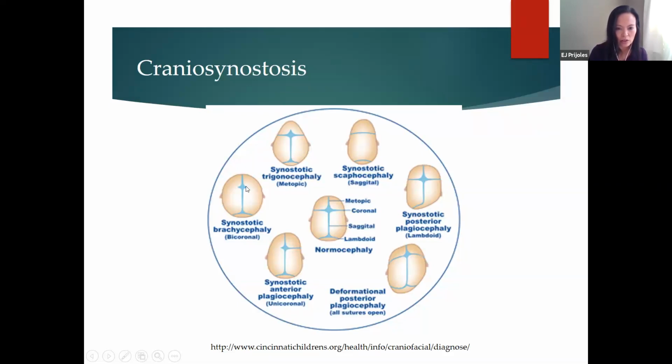And again here, the coronal sutures have closed early, and so that doesn't allow for this growth anteriorly. So you have more of a shortened head size from front to back, and wider from side to side. And then here, not a birth defect, but more of a positional plagiocephaly. All the sutures are open.